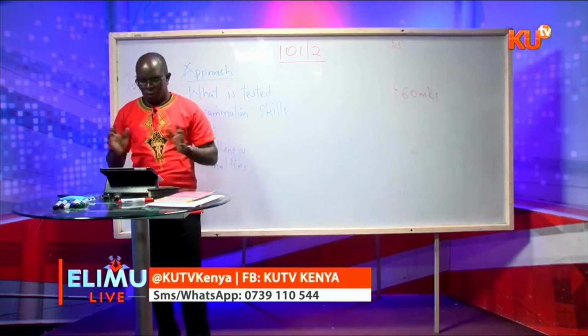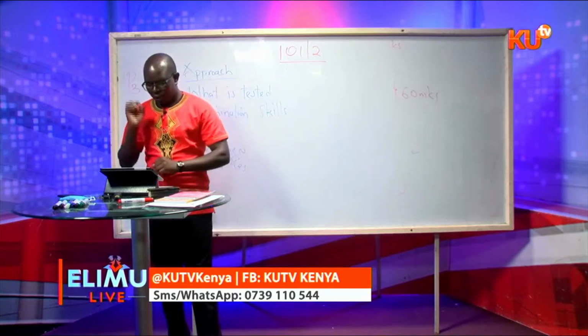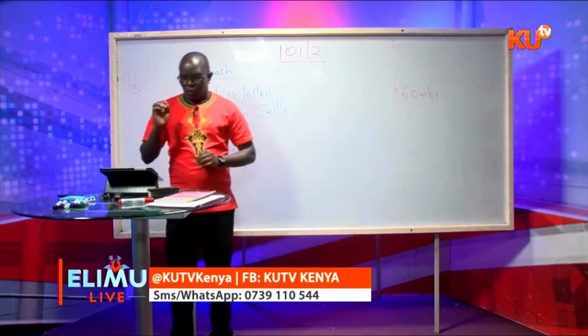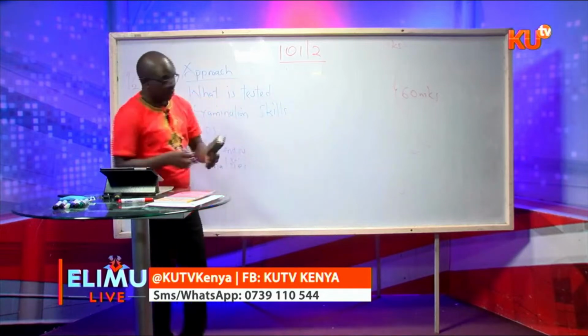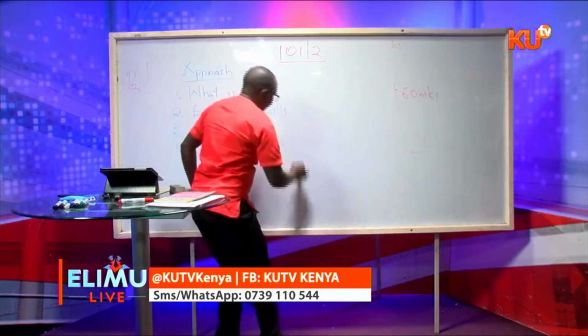So we want to look at what is tested. What is tested? That is English paper 2, 101/2. Question 1, as we said, this paper is divided into 4 different parts. Question 1 is what is called the comprehension.